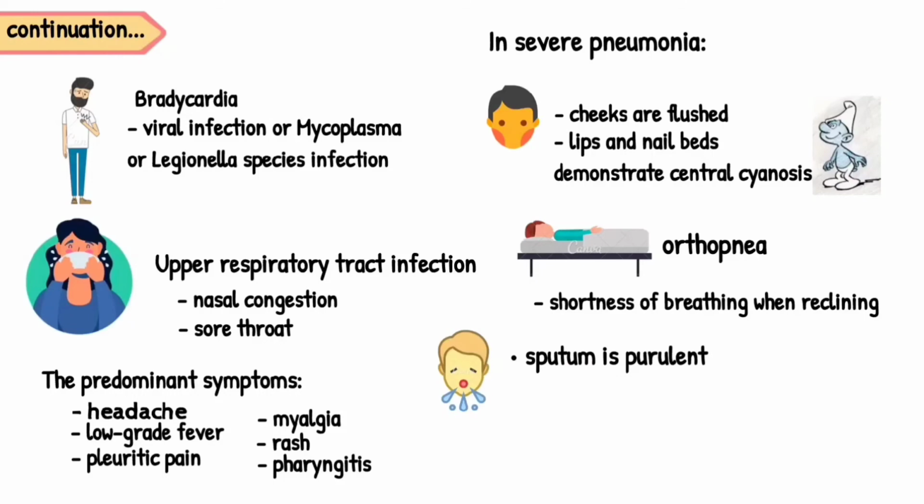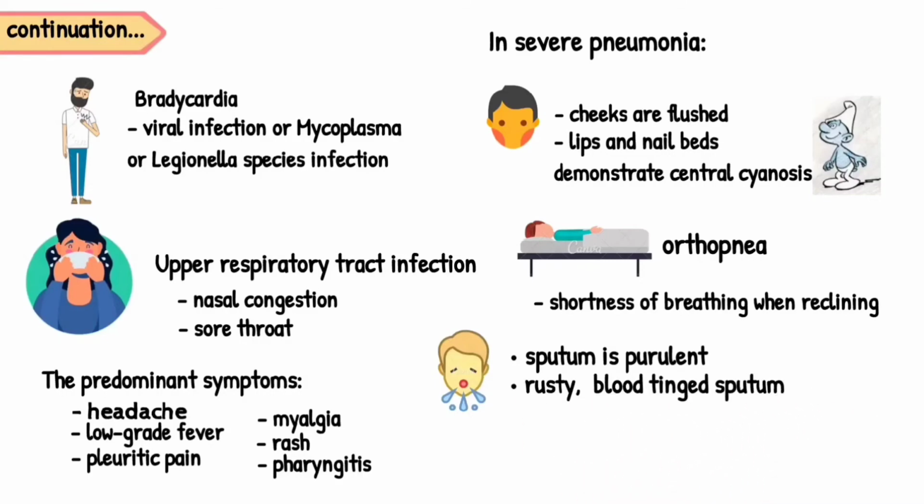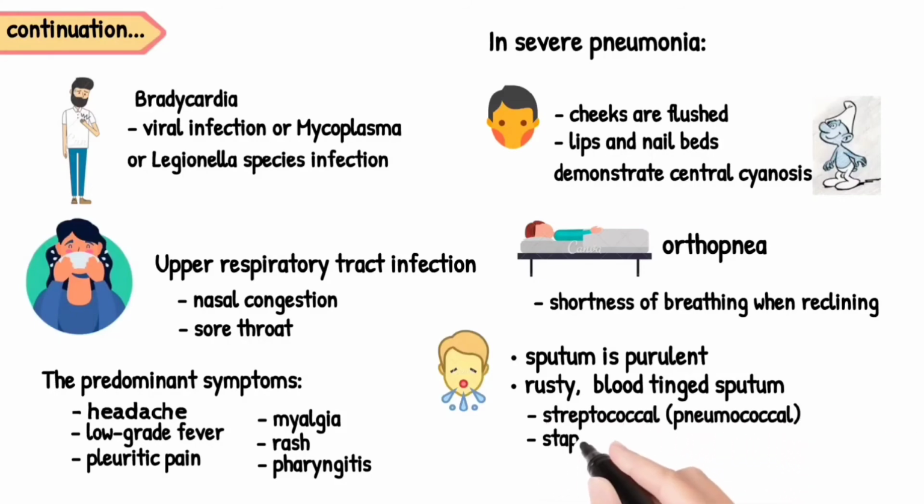Sputum is often purulent. However, this is not a reliable indicator of the etiologic agent. Rusty blood-tinged sputum may be expectorated with streptococcal, pneumococcal, staphylococcal, and Klebsiella pneumonia.